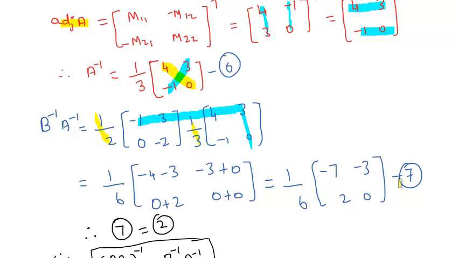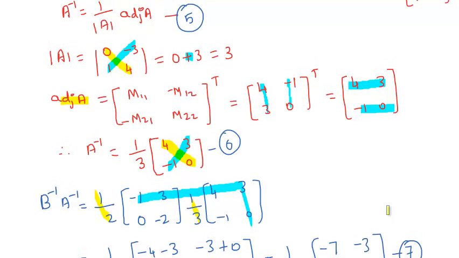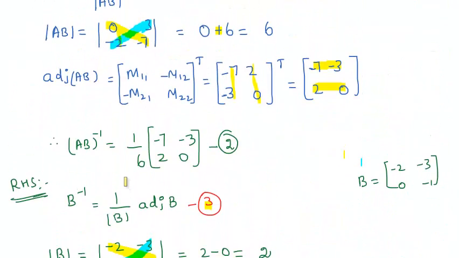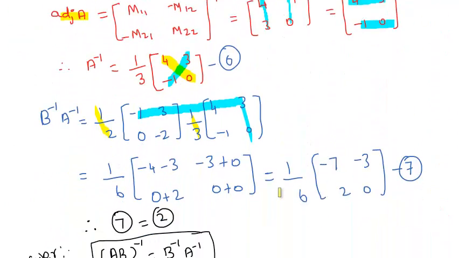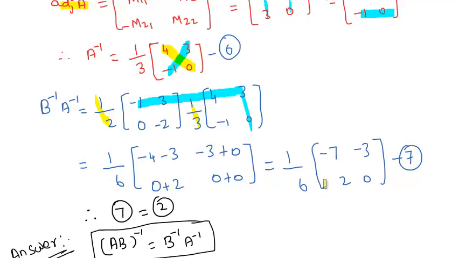So let's consider this is equation 7. If you see your left hand side, that is equation 2, 1 by 6 into -7 -3 2 0, and your equation 7, that is your right hand side, both are equal, right? Both are equal. So equations 7 and 2 are equal. Therefore, (AB) whole inverse equals B inverse into A inverse. So we proved that both are equal. This is your final answer. Thank you guys.